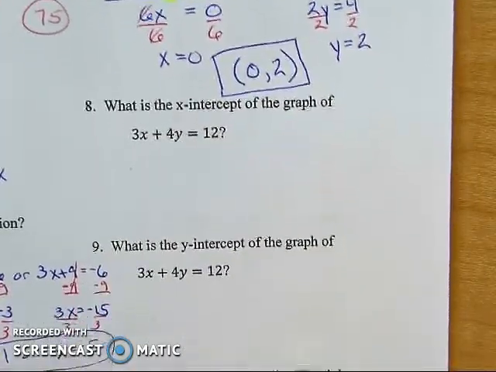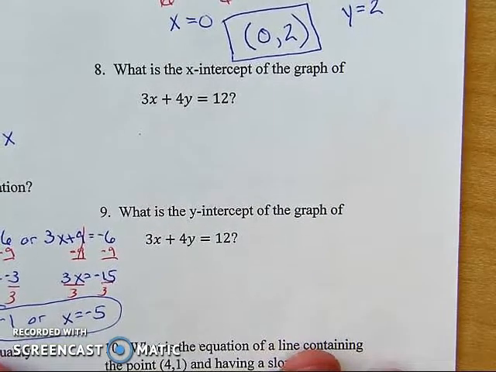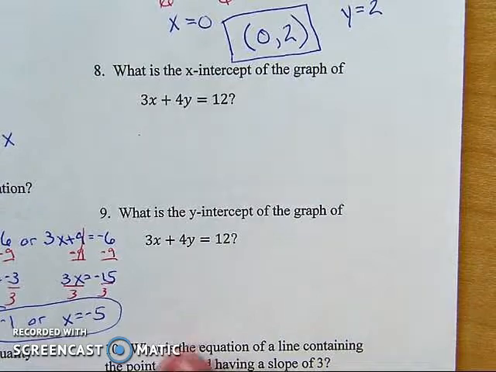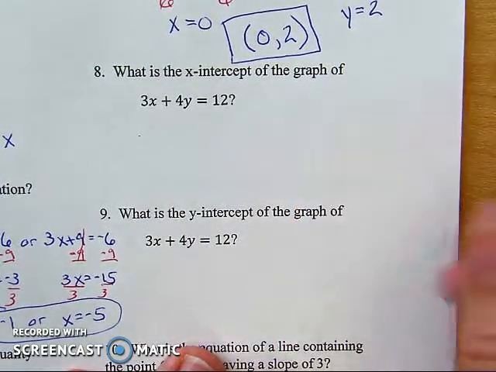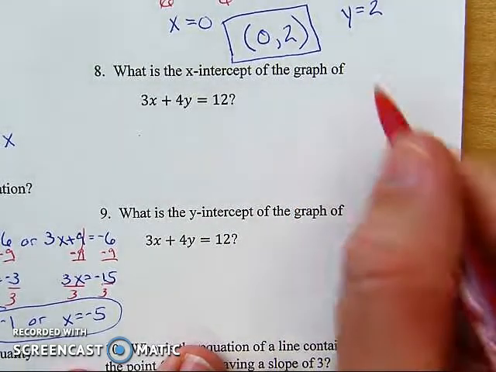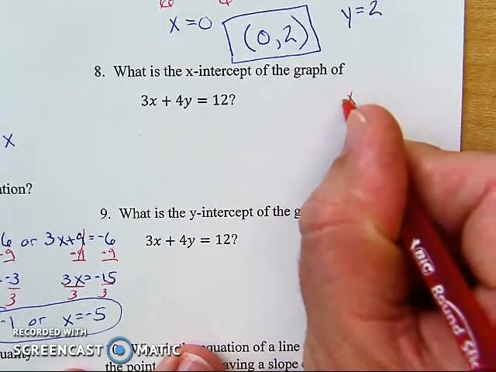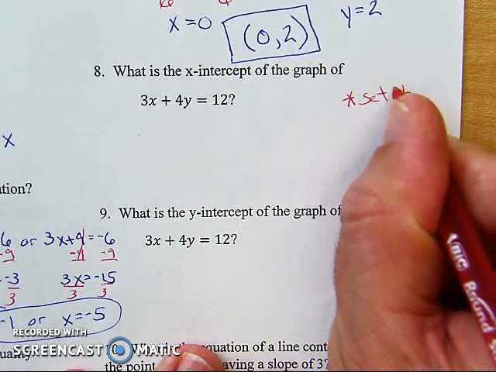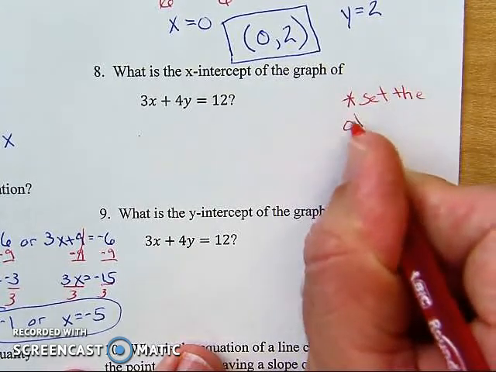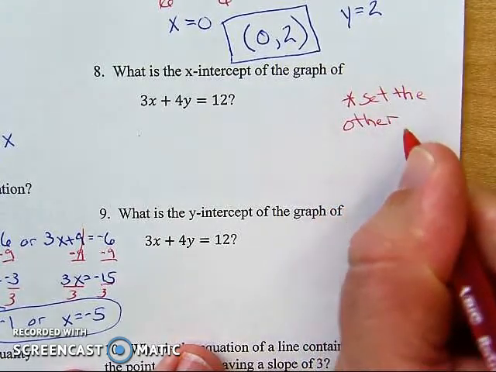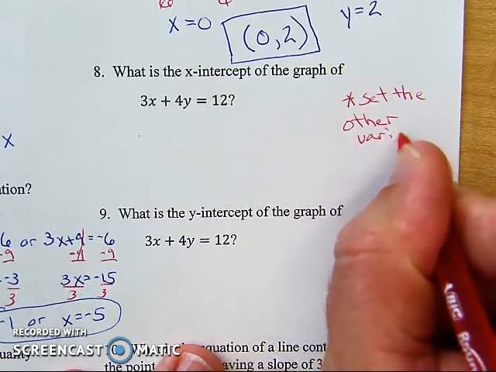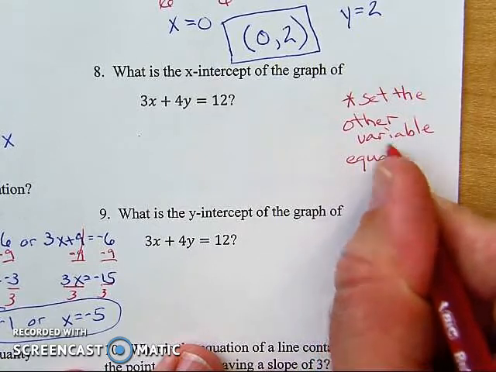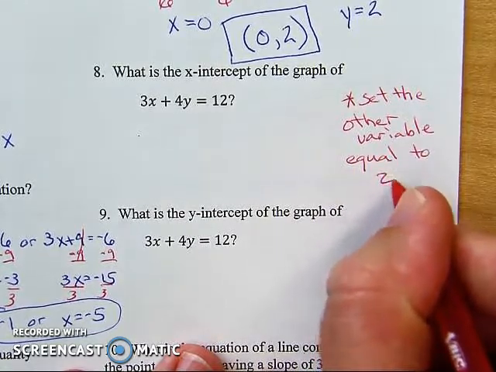These next two really go together. So I'll put a little note on the side here. When you're wanting to find an x or y intercept, what you're going to do, I'll put a little asterisk right there, set the other variable equal to 0.